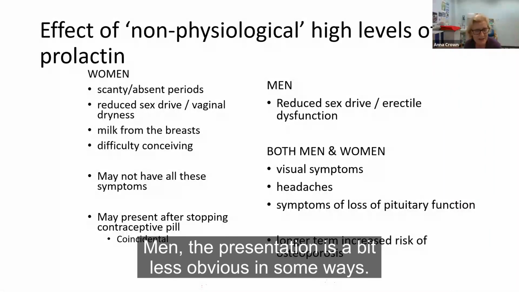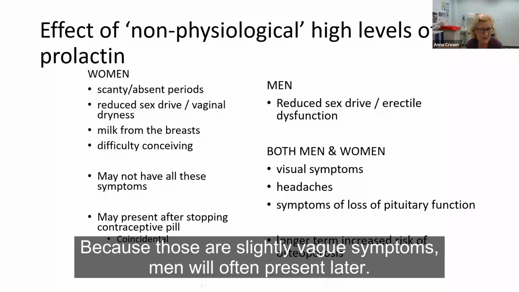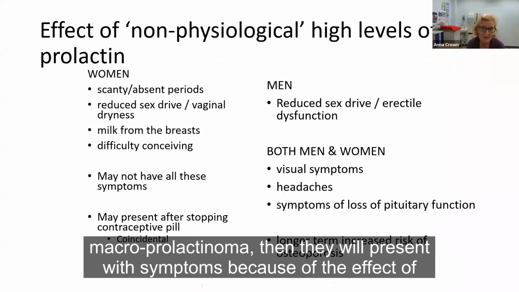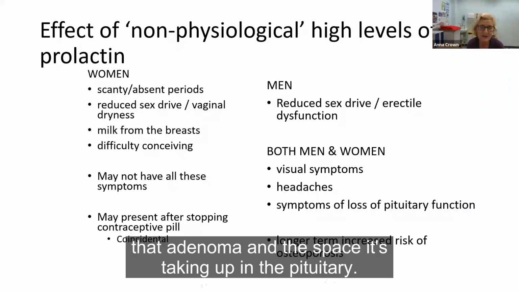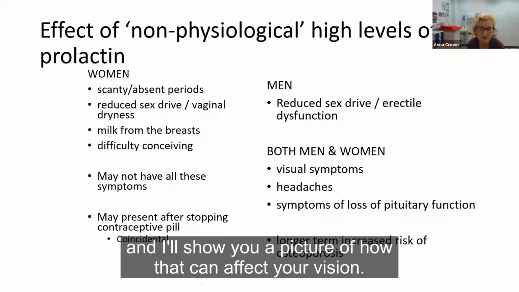So in men, the presentation is a bit less obvious in some ways. Again, it can present with a reduced sex drive or problems with erectile function. And because those are slightly vaguer symptoms, men will often present later. Now, in both men and women, if a prolactinoma becomes big, becomes a macroprolactinoma, then they will present with symptoms because of the effect of that adenoma and the space it's taking up in the pituitary. So that may be visual symptoms, so loss of vision, and I'll show you a picture of how that can affect your vision.